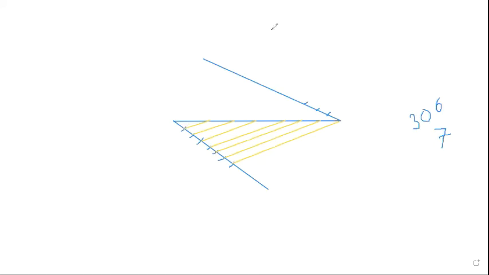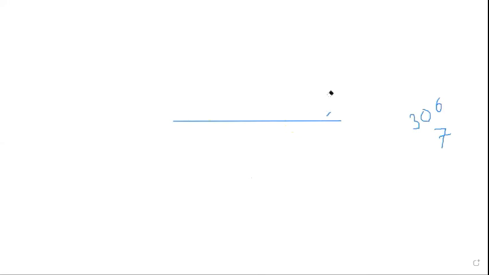Or another method, you take this line. So you draw a line at the same angle, here also draw another line at the same angle. Okay, suppose you draw a 45 degree, here also draw a 45 degree.